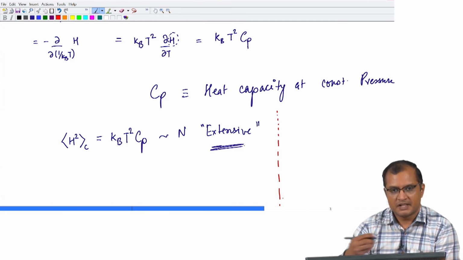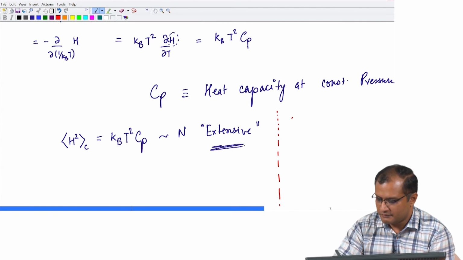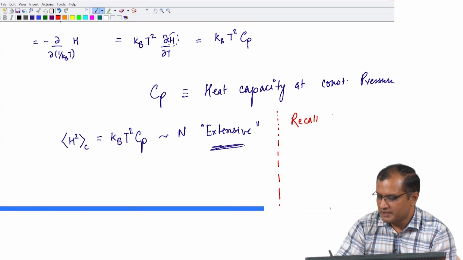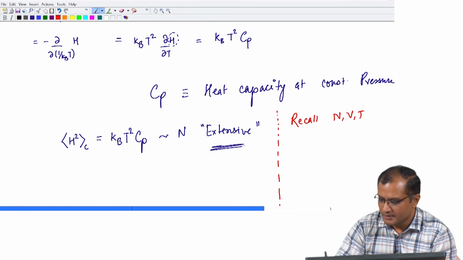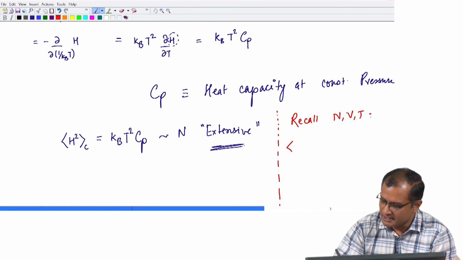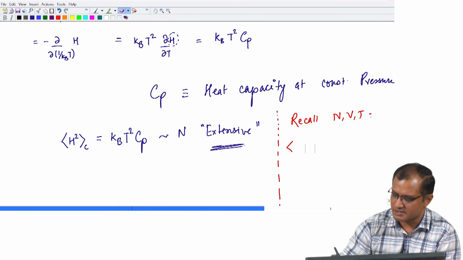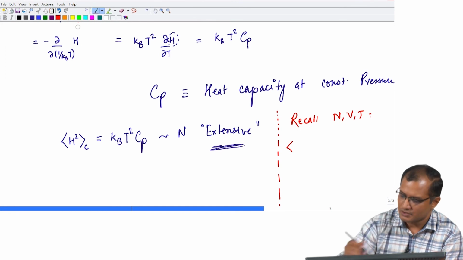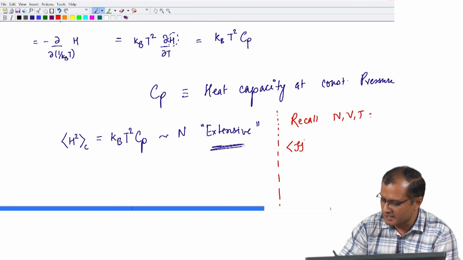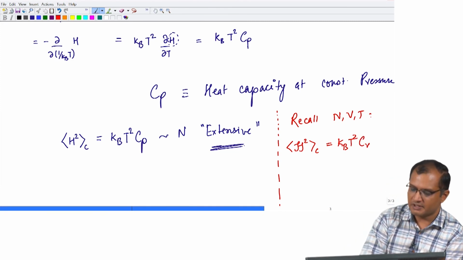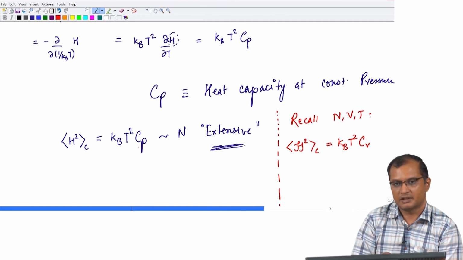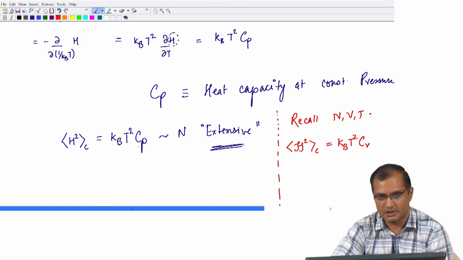we are not seeing something that is new. If you recall from your NVT, there we had seen that the energy fluctuations were referred to as the fluctuations in the Hamiltonian. So, there the energy fluctuations in the Hamiltonian were shown to be related to heat capacity at constant volume. Here we are showing that the heat capacity at constant pressure is related to enthalpy fluctuations.